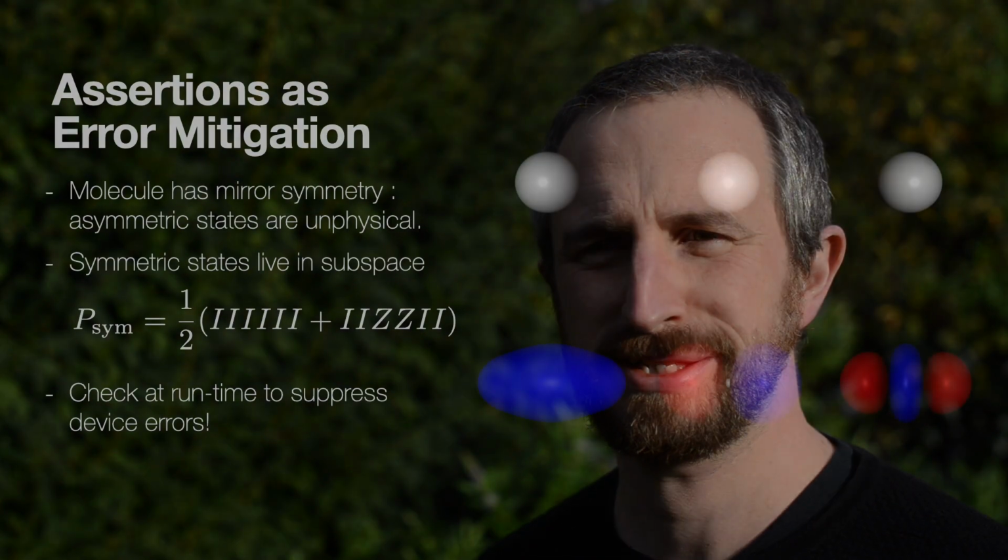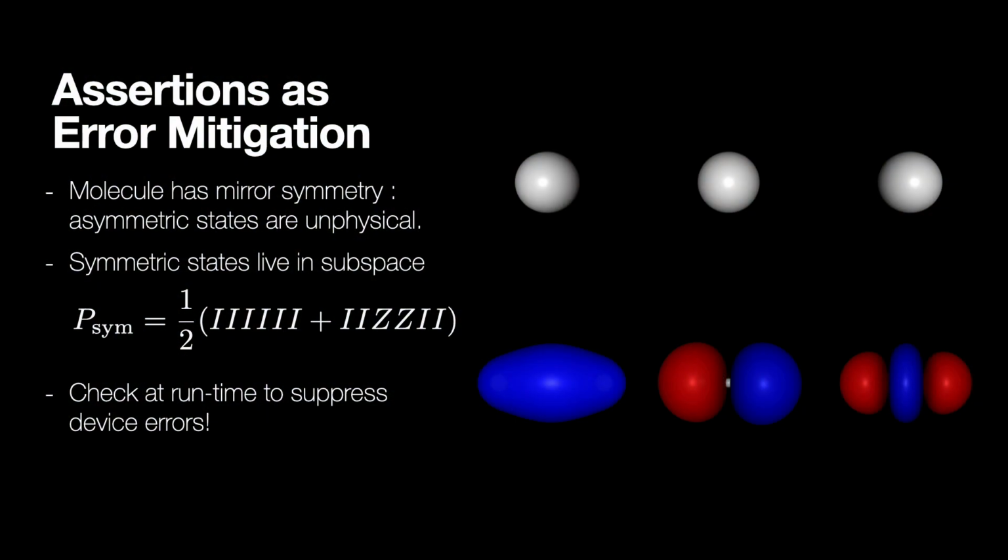If you look at this molecule in the pictures, there's a mirror symmetry here. And any quantum state which doesn't have this symmetry is something unphysical, and it can only happen if something's gone wrong during our calculation. The symmetric states live in a subspace of the Hilbert space, which is defined by the projector which I've written on the screen here.